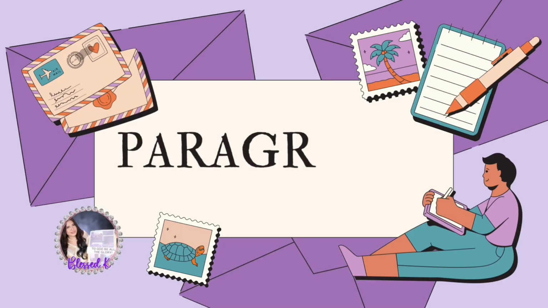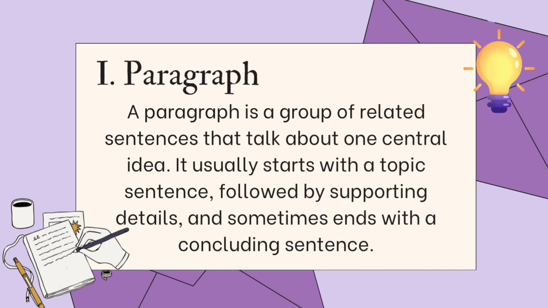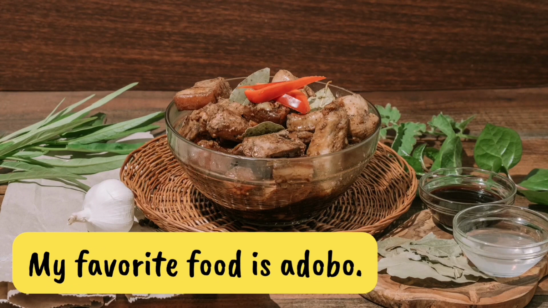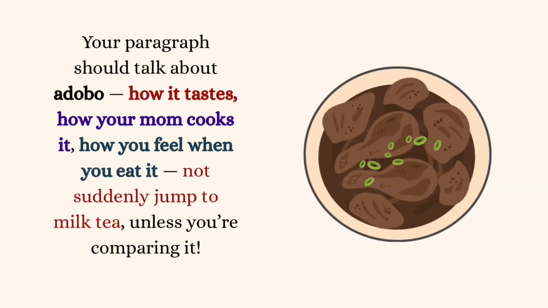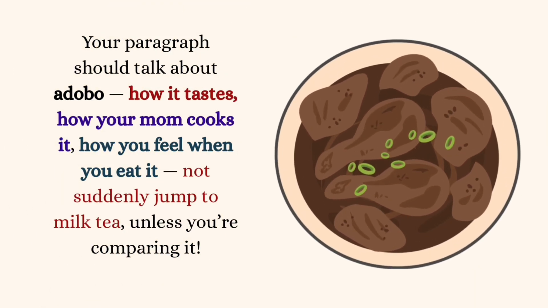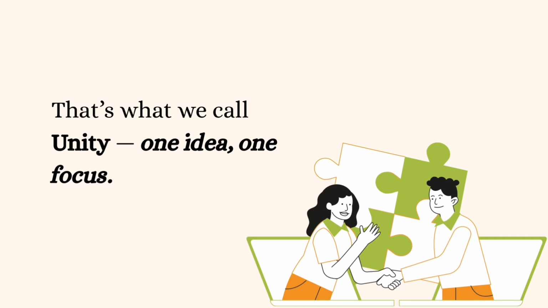So what is a paragraph, really? It's a group of related sentences, not random ones, that talk about one main idea. Let me give you an example. Imagine your topic is my favorite food is adobo. Your paragraph should talk about adobo, how it tastes, how your mom cooks it, how you feel when you eat it, not suddenly jump to milk tea unless you're comparing it. That's what we call unity, one idea, one focus.